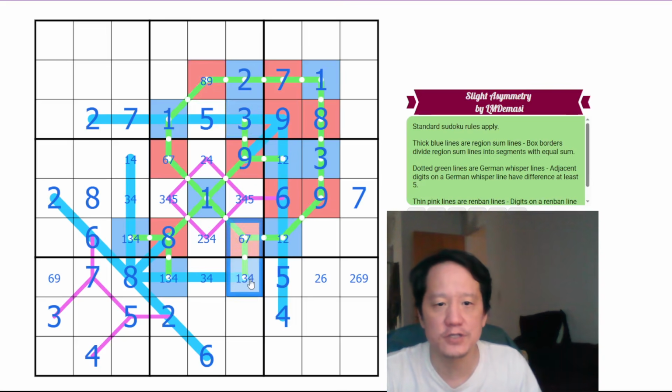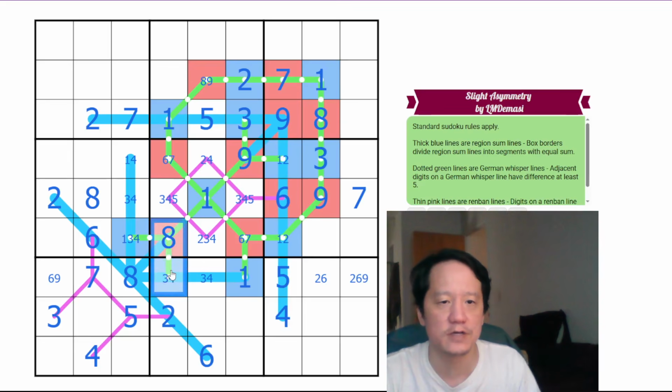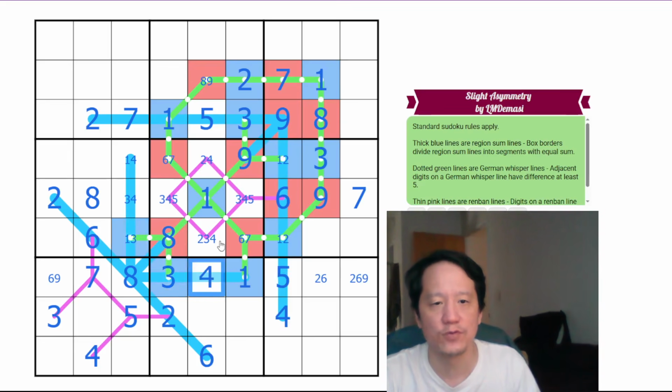This digit is also next to a 6 or 7 on the Whisper 5 line, so it can't be 3 or 4, it's 1, which means this can't be 1 here. This digit is next to 8 on a Whisper 5 line, so this cannot be 4, and this can't be 4, which makes that 3 and 4, which eliminates 4 in the rest of the column.